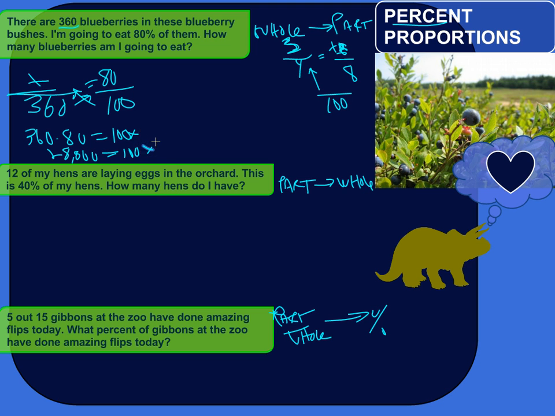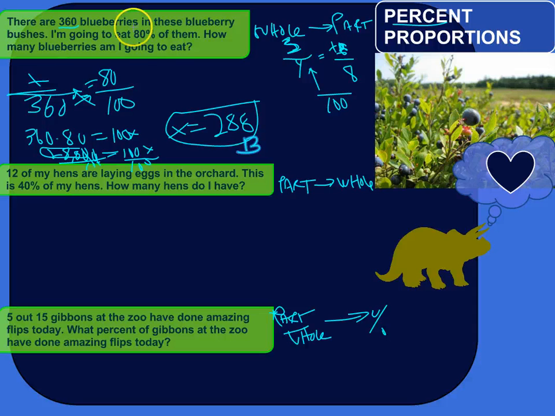If I divide that by 100, I'll solve for x. Divide by 100 to isolate x, to get x by itself. 28,800 divided by 100, I can just cross out these zeros, is equal to 288. So x is 288 blueberries. I'll put a B for blueberries. That means 288 blueberries out of 360 blueberries is equivalent to 80% of the blueberries.